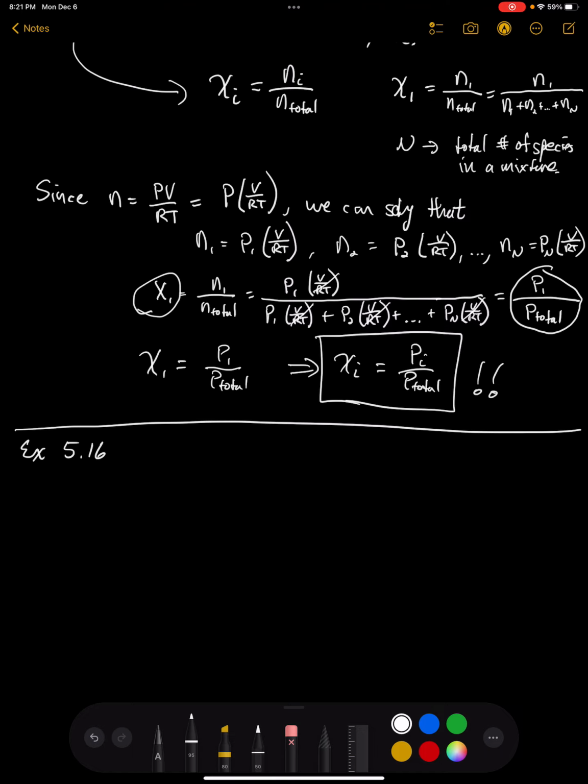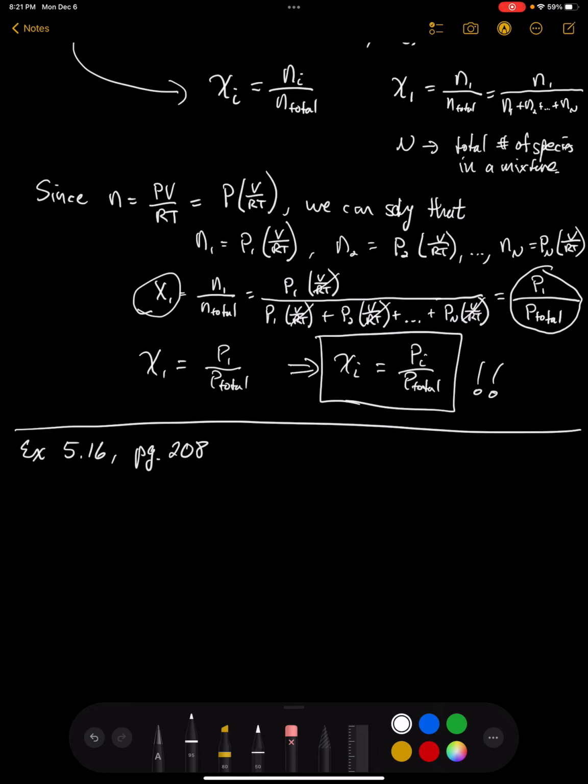So if you could, turn to page 208 and read along with me example 5.16. In this case, we're told that we have a partial pressure of oxygen that is 156 torr in air with a total atmospheric pressure of 743 torr. Calculate the mole fraction of O2 present.